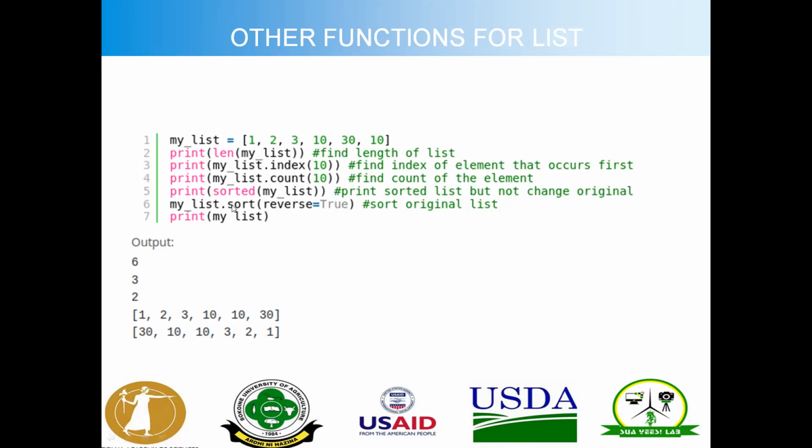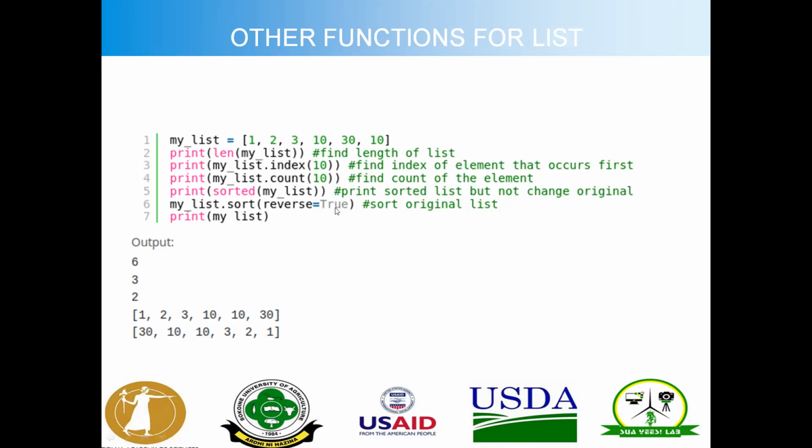Another example is when you use the sort function. This one will sort the original list. So automatically, if you sort my list at the end, the list will be sorted.